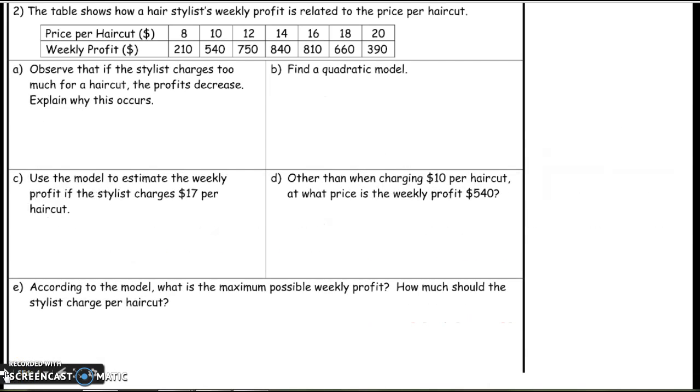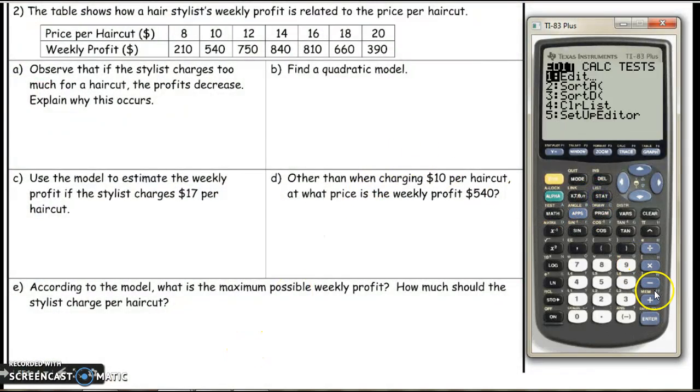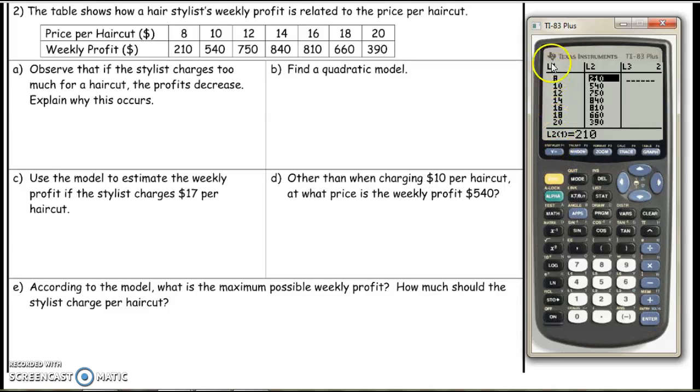So now we're going to take this table. The data shows how a hairstylist's weekly profit is related to the price per haircut. So the price per haircut is our x value, the weekly profit is our y value. We're going to do the same thing, go to our calculator, stat and enter, and I've entered the data already. In list 1 is my price per haircut, and in list 2 is my weekly profit. So now we want to find the quadratic regression for this data.